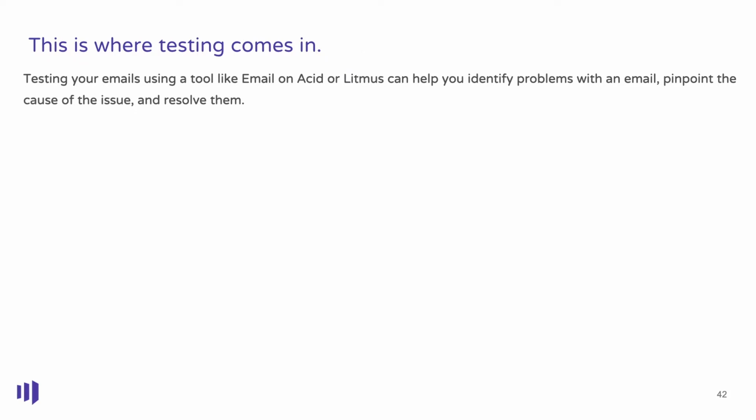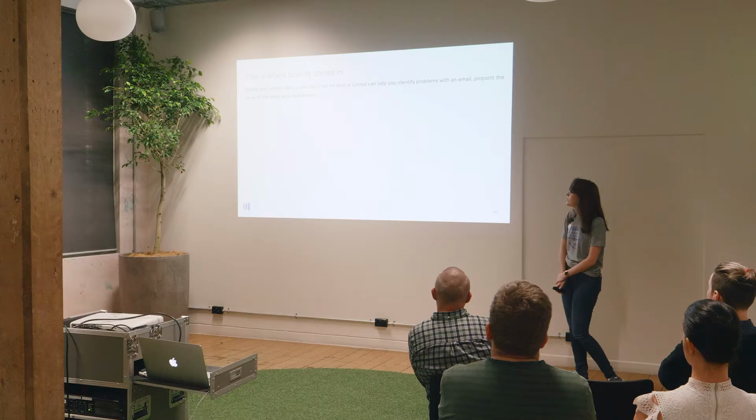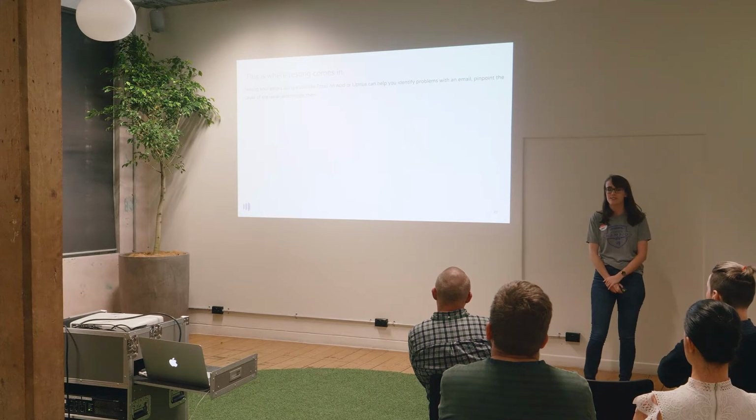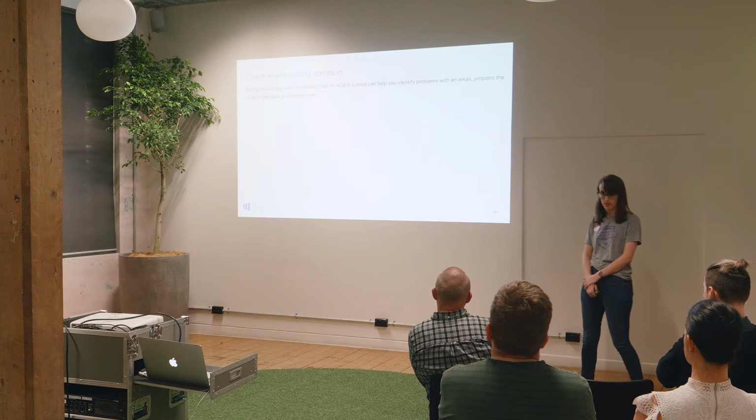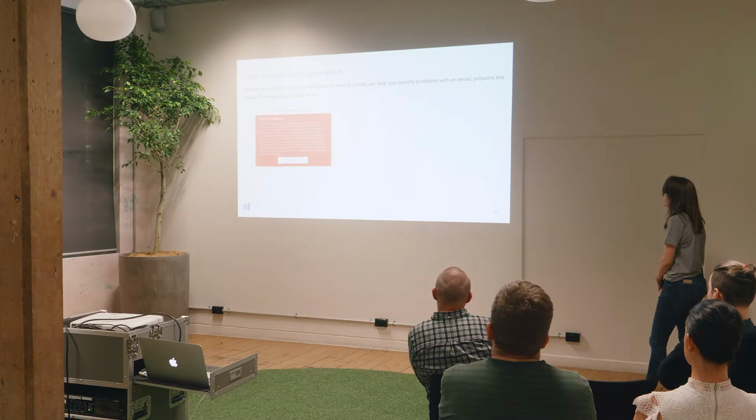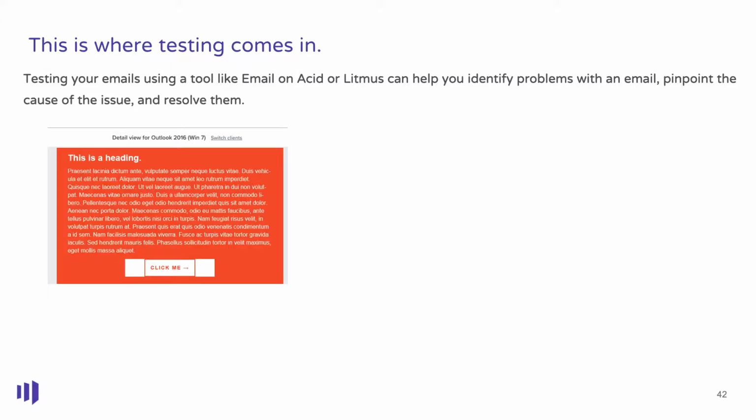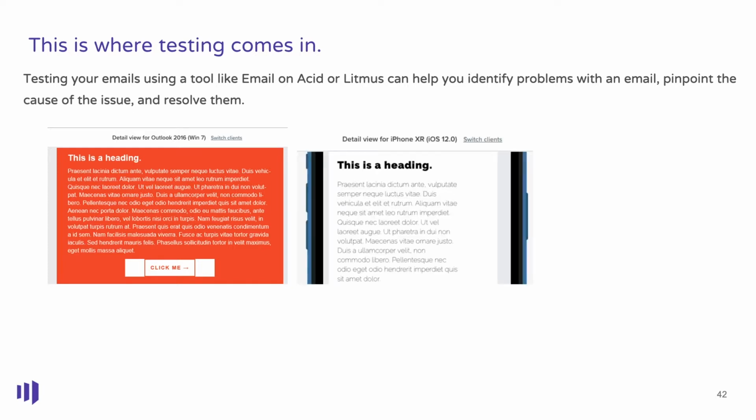So this is where testing comes in. Using a tool like Email on Acid or Litmus will help you identify issues in your email before they become customer facing. Often they'll also help you pinpoint the cause of the issue. So I've just pulled through some screenshots from over the past year and a half from my Litmus account of some issues I've seen in emails that I've tested.